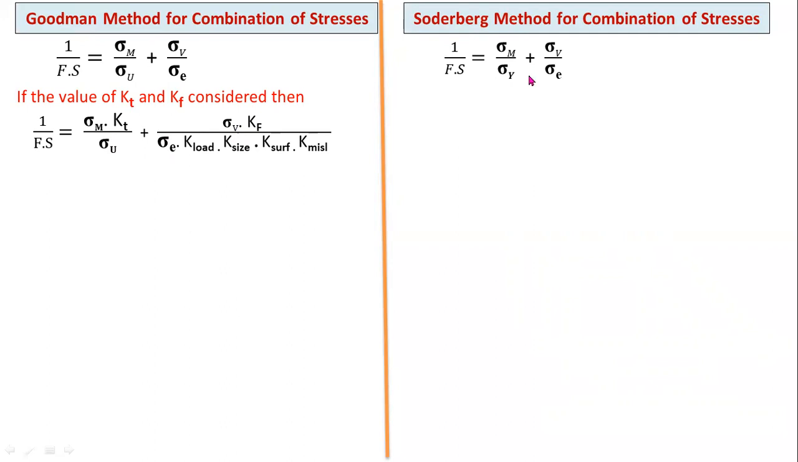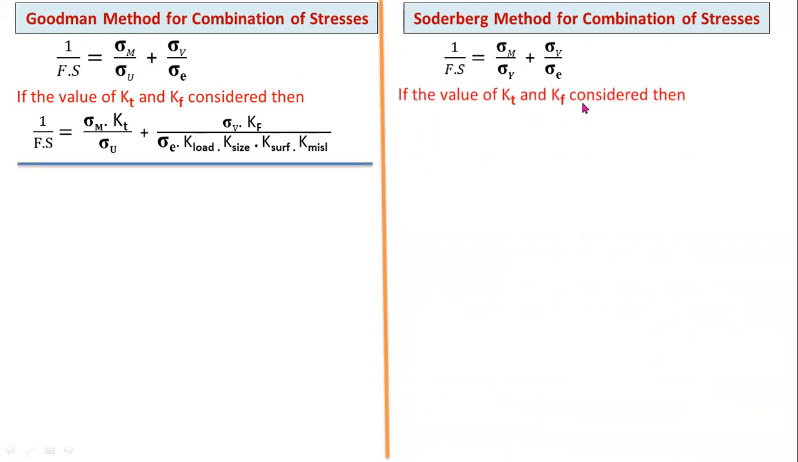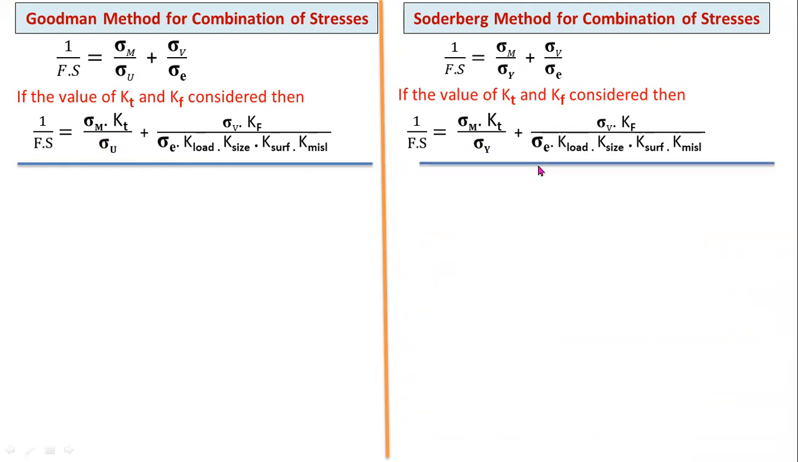Now this is the formula for the Soderberg method. Here the main difference between Goodman's method and Soderberg method is sigma u and sigma y. Here in Goodman we are considering sigma u, and here in Soderberg we are considering sigma y. This is the main difference between these two methods. Similarly, if you are considering KT and KF values, then the equation is like this. You just have to replace sigma u with sigma y. This is the main difference between Goodman's and Soderberg equations.